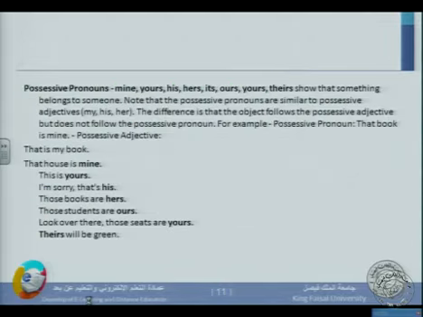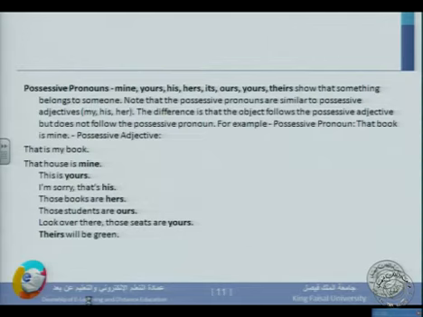Possessive pronouns. Possessive pronouns like mine, yours, his, hers, its, ours, yours, theirs show that something belongs to someone. هي بنسميها ضمائر الملكية. For example, this is mine. Okay, this is yours. This is my book. This is yours. Okay, this is my pen. This is mine. Okay, so note all the possessive pronouns are similar to possessive adjectives.